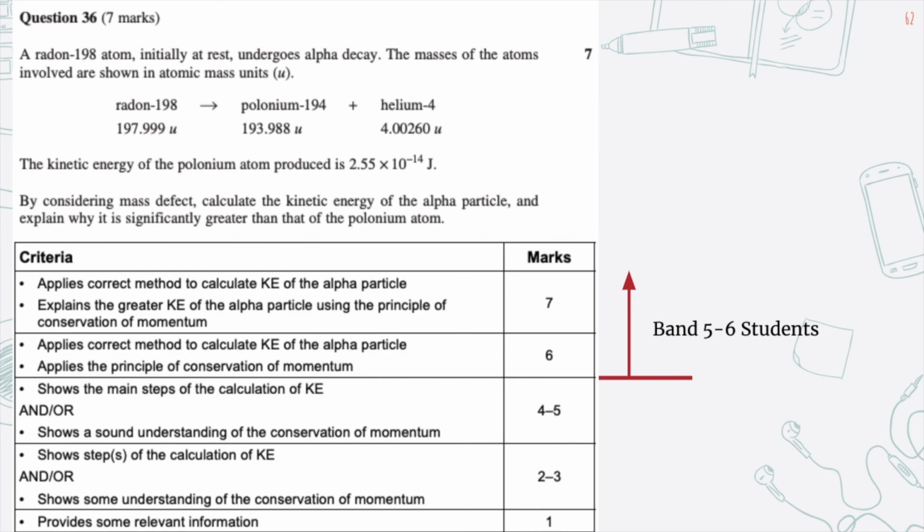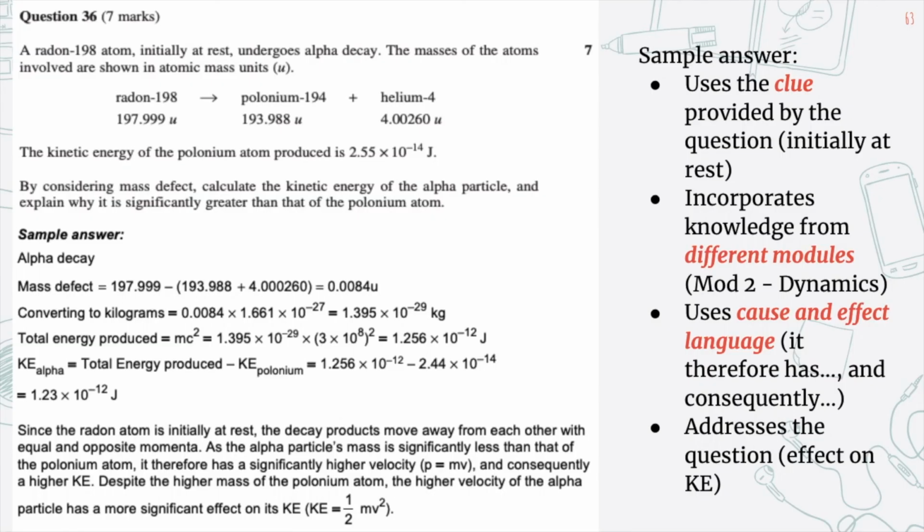So let's have a look at what we need to include. Firstly, the sample answer uses the clue provided by the question. Now, the question says that the radon atom is initially at rest. So, this gives us an understanding of the particle's motion before the event took place.